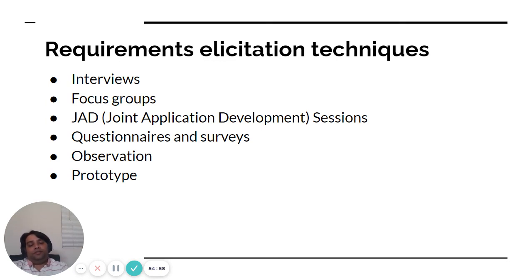The sixth one is very, very important, which is the prototype. A prototype is a quick implementation of an incomplete but functional application. So it is not 100% working. There are some parts you can prototype and see whether they are working or not.